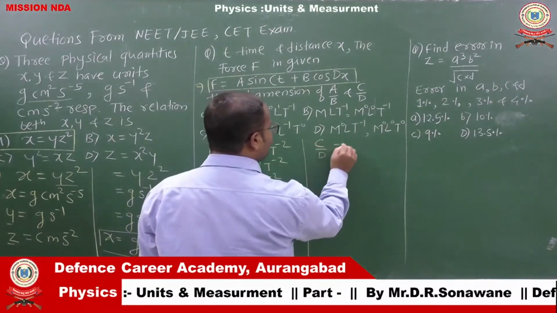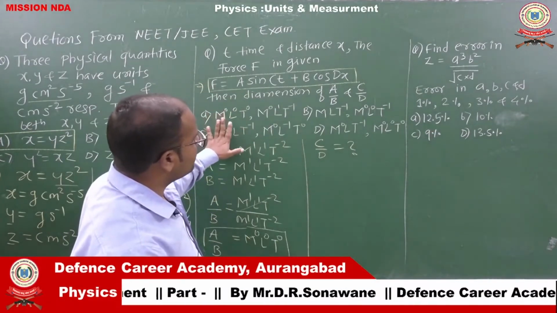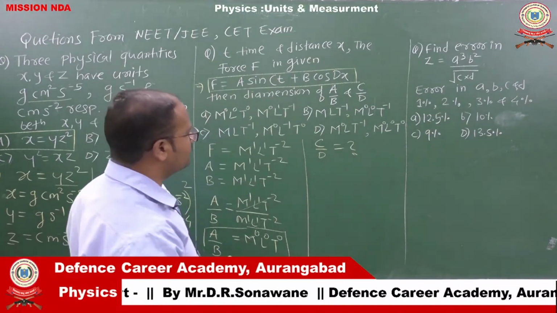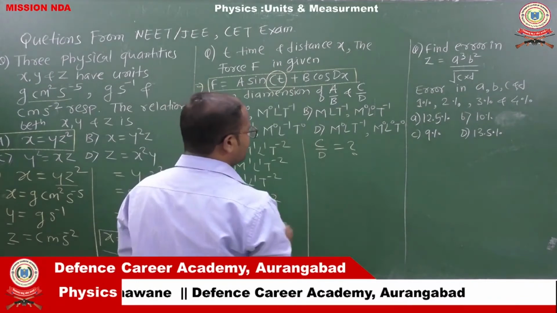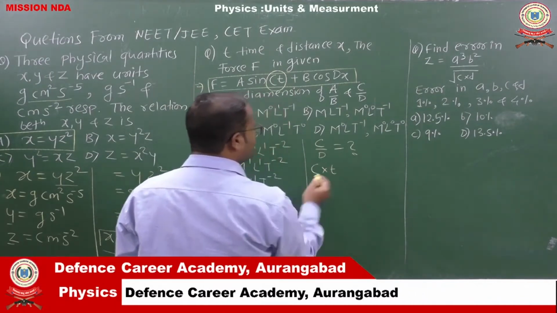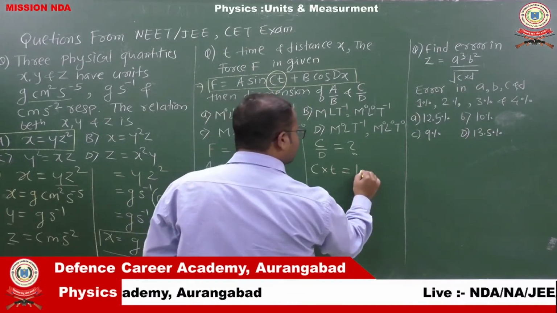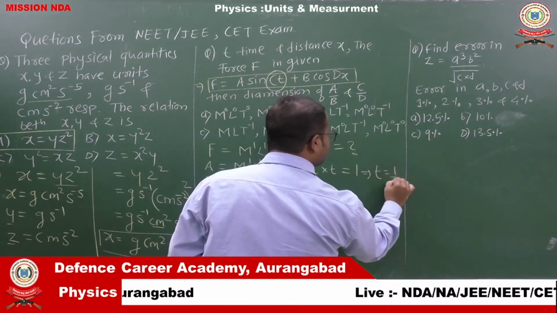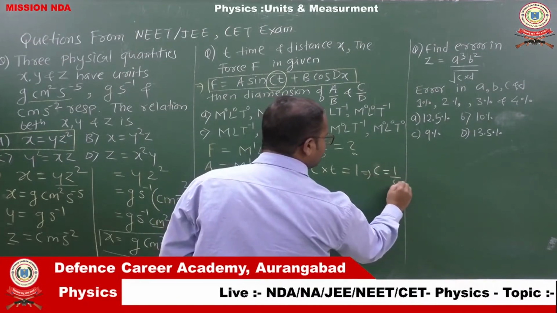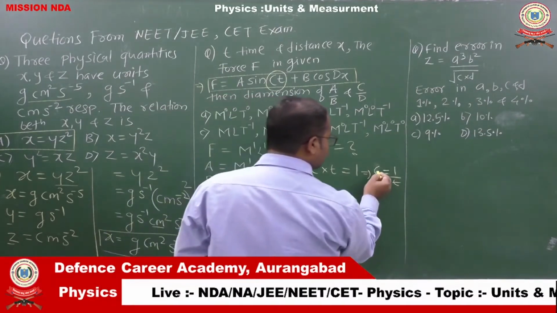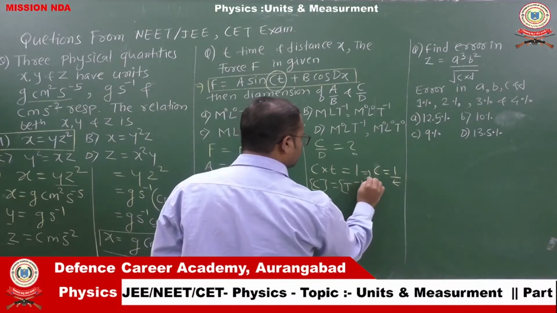After that, for solving C by D, the option M0 L0 T0 is one option, but we can also try to calculate C by D. Here C into T is given, so we can write it as sin theta, theta equals 1, then T equals 1 by C, and we can also write C equals 1 by T.